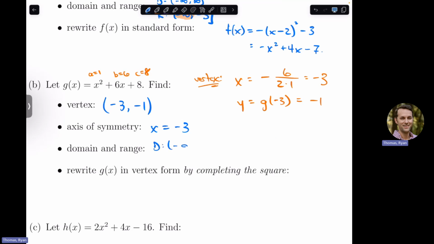Domain and the range. For the range, we need the vertex, and we need to know which way the thing opens. Which way does this one open? Up, because the leading term is positive, so it's opening up. So if we had a parabola opening up with vertex at negative 3, negative 1, what's the range? Negative 1 to infinity.